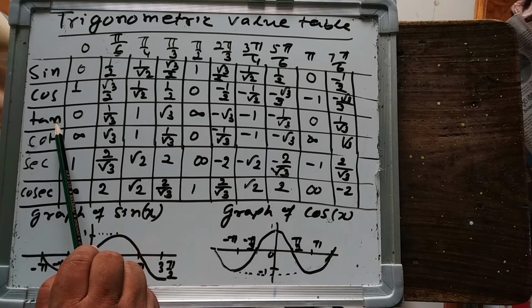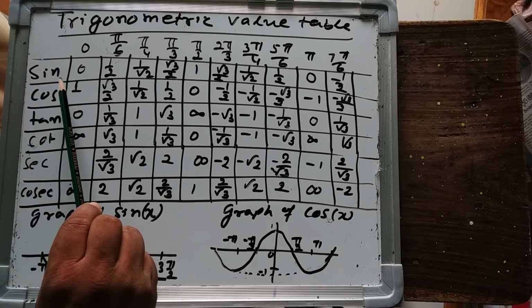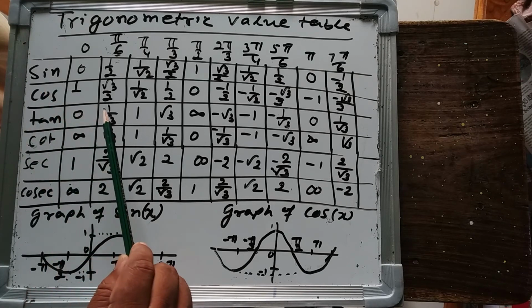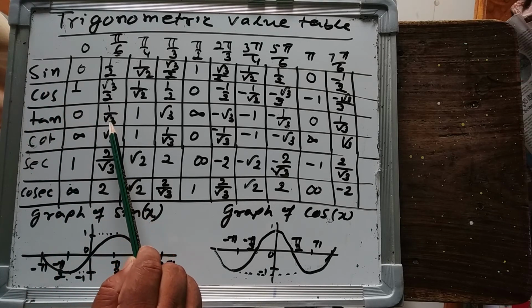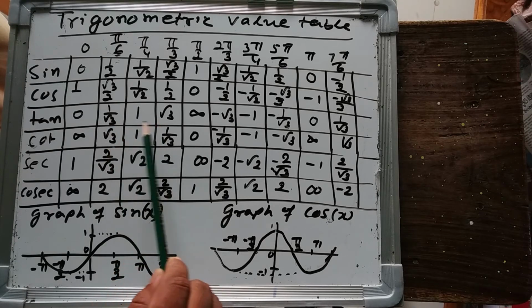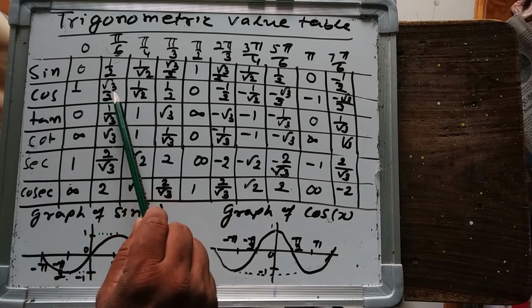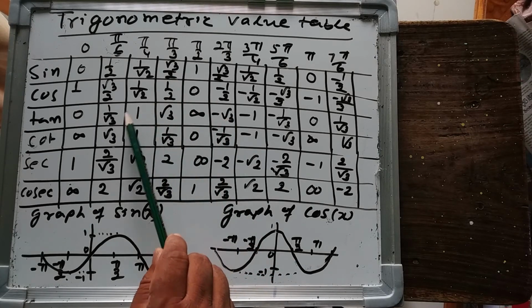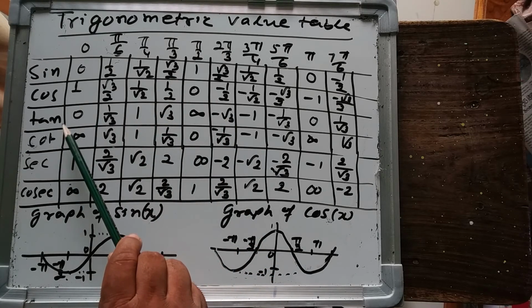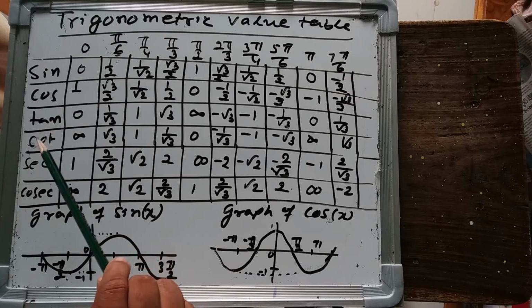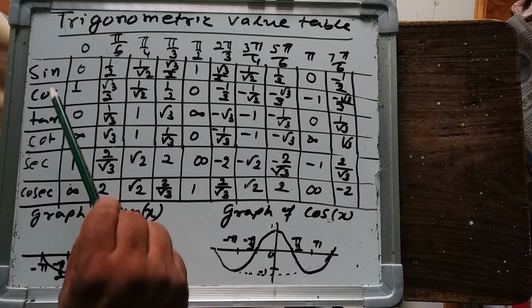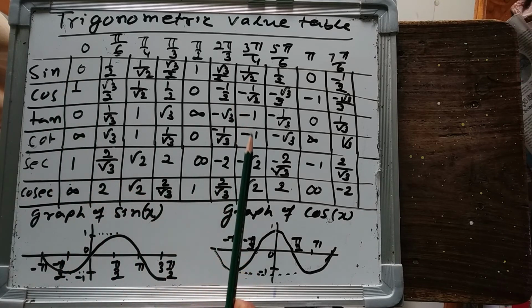My tan x is sin x by cos x, cot x is cos x by sin x. So cot is the reciprocal of tan, and for tan we put sin by cos and got the values. Cot is the reciprocal of tan x, sec x is 1 by cos x, cosec x is 1 by sin x. We know this from class 10.